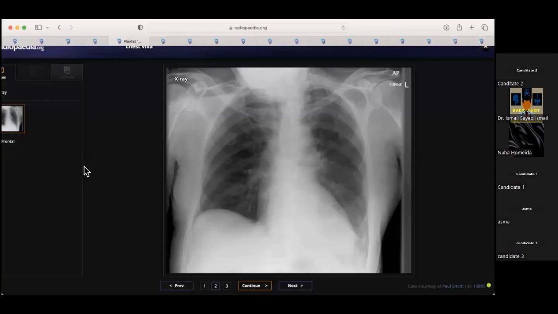So the moral of this case: always read what's written. This is an AP supine. Whenever it's supine, make sure that you check, because the pneumothorax can sometimes be tricky. This is a simple deep sulcus sign, which indicates pneumothorax. It is an emergency, so you need to get it across.